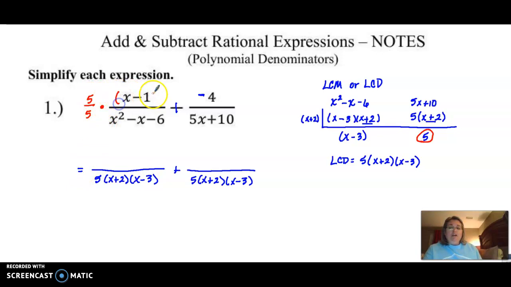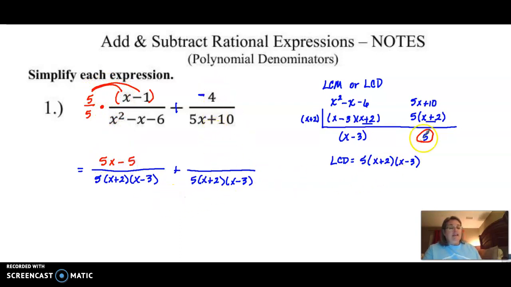On the top, we are now going to distribute it to everything on the top. We want to make sure we've multiplied everything out up here. You do not have to multiply the bottom. We've already got a denominator. Okay? So when we multiply, that gives me 5x and a minus 5.